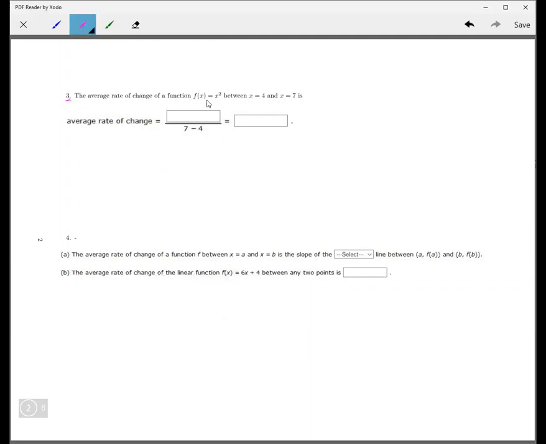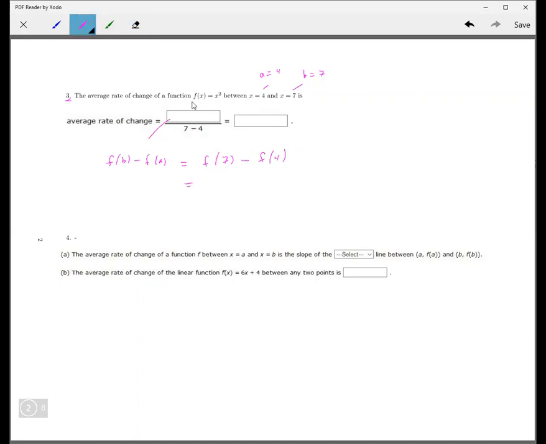The average rate of change of a function f of x between x equals 4 and x equals 7 is, in this case, a is 4 and b is 7. Now you take the second number and subtract the first number from it. That's what's in the denominator. The numerator is going to be f of b minus f of a, but b is 7 and a is 4, so it's that there, except that's a minus, not an equal sign.